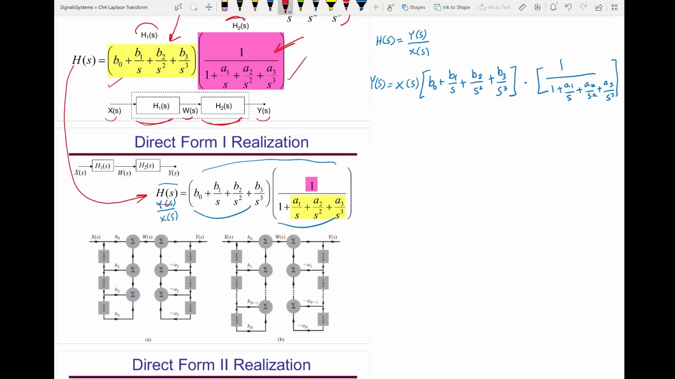Now this input will be going to the subsystem first and give you W of s. Then W of s will go to this subsystem as an input, and you will get Y of s. So let's draw the node for X of s. So that is X of s here. That's the input. You connect the input. That input could be coming from a sensor, temperature sensor, microphone, and it's going to this subsystem.